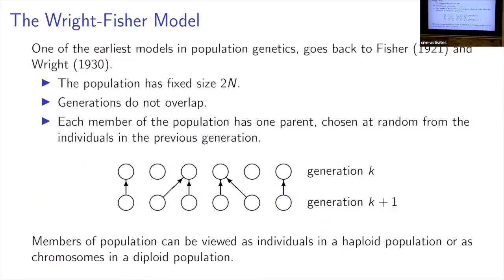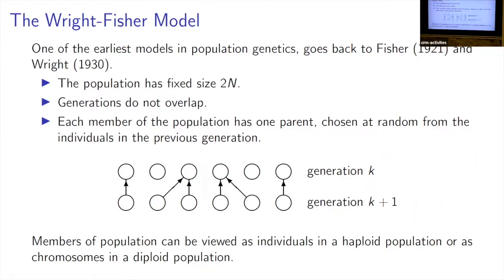We'll begin with a simple population model. This is the classical Wright-Fisher model, which goes back to the work of Fisher in 1921 and Wright in 1930. We assume that the size of the population is fixed, and we'll denote the number of individuals in the population by 2n. This is a discrete time model, and we assume that generations do not overlap. So at every time step, we get a new set of 2n individuals to form the next generation.